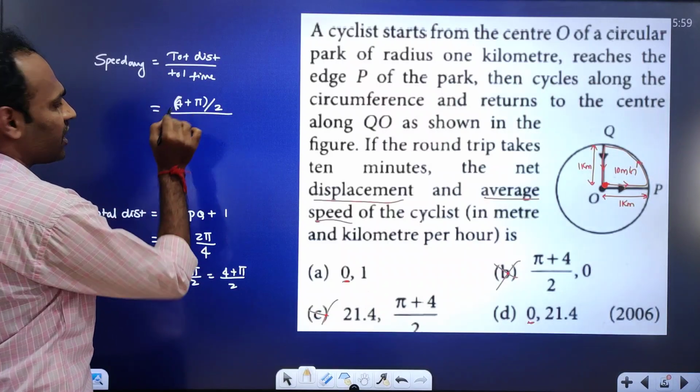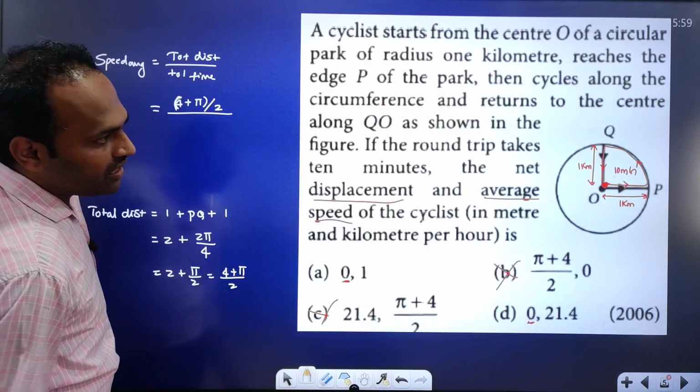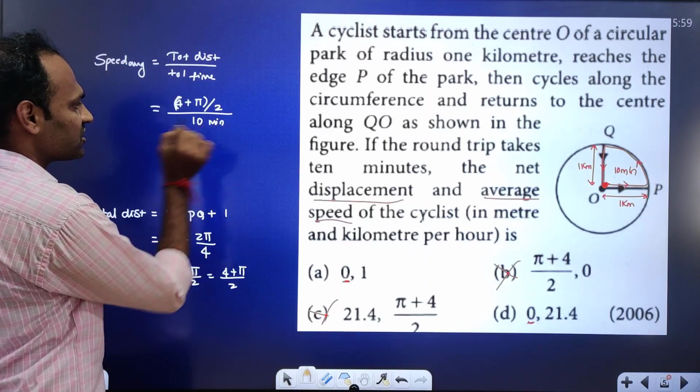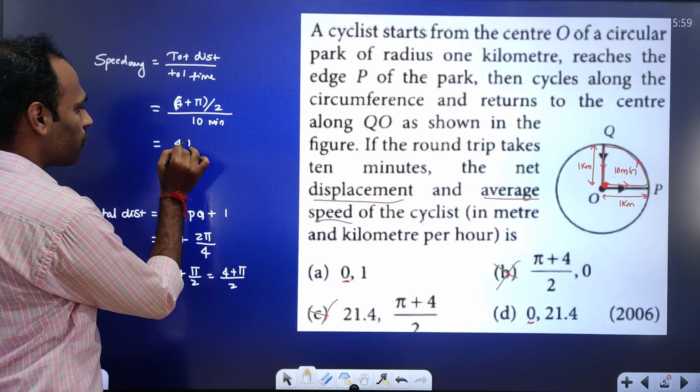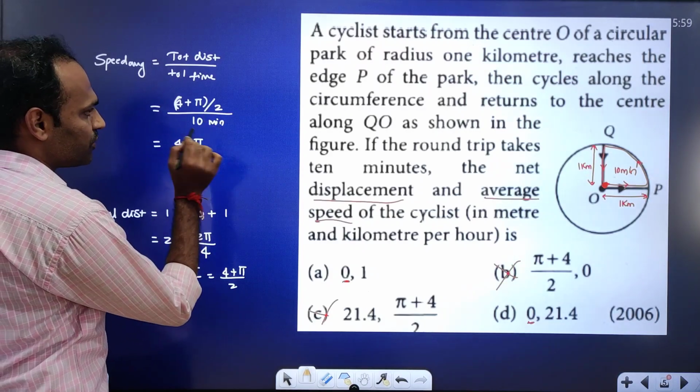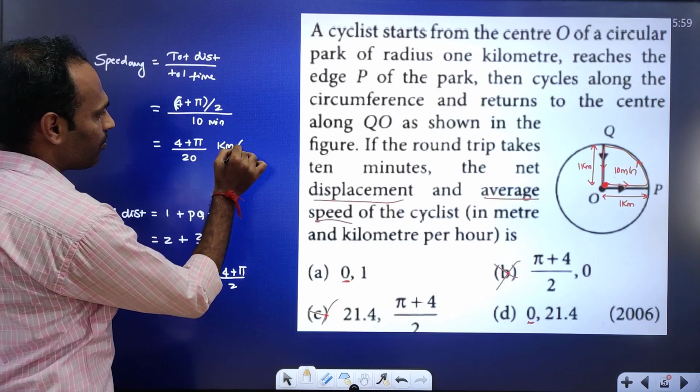How much total time did he take? How much time did he take to finish that complete journey? 10 minutes he has taken. So this is 10 minutes. So you get 4 plus pi divided by 10 into 2, which will be 20. So this much you got in kilometer per minute.